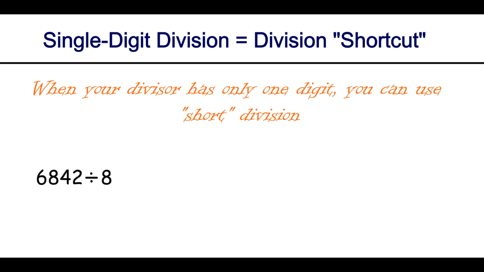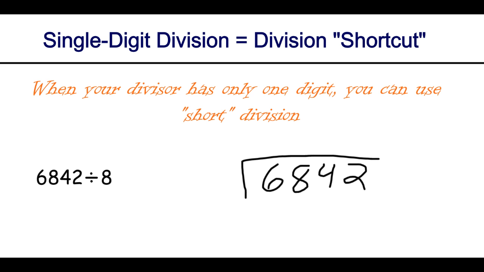6,842 divided by 8. Now here we have, as we said, 6,842. We're going to divide by 8. 8 is a single digit divisor, so we can use this division shortcut. Now 8 doesn't go into 6, but 8 goes into 68 8 times. Now 8 times 8 is 64, and if we were going through that long process, we would write 64 and have a 4 there. Well, instead of going through that process, we're actually just going to write that 4 as a remainder right next to where the next 4 is.